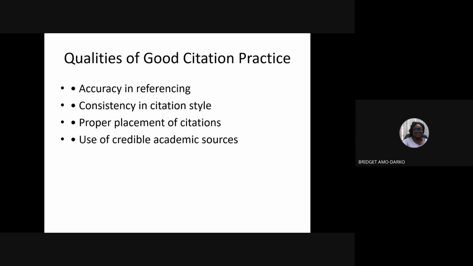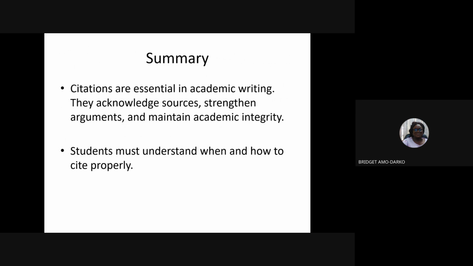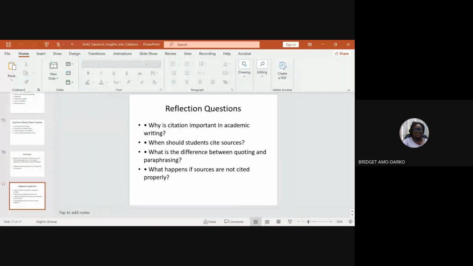Qualities of a good citation practice: accuracy in referencing, consistency in citation style, proper placement of citation, and use of credible academic sources. When you cite and they go check, it should be credible. You shouldn't manufacture citations. You shouldn't manufacture references. All your citations and references must be credible. And when they are credible, it makes your writing academic.